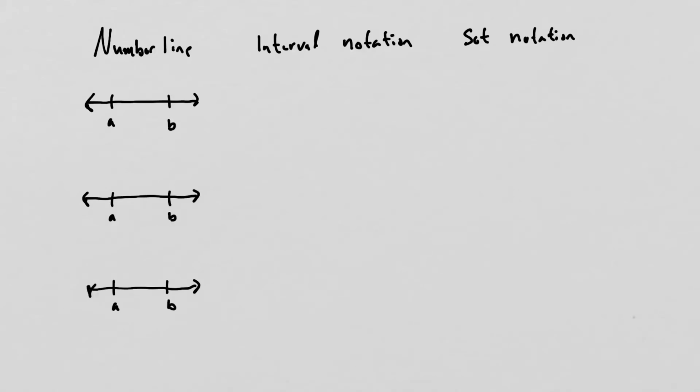In this first one, we want all numbers in between a and b, including b, but not including a. Writing this in interval notation, this is open parenthesis a, b, close bracket. And writing this as a set, this is going to be all elements h, such that h is strictly greater than a, but less than or equal to b.